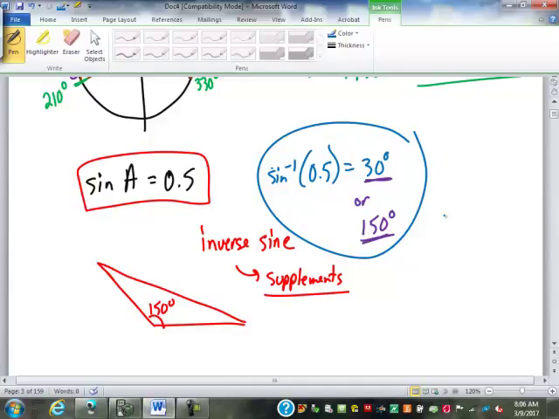This is going to be very important next week when we start looking at what are called oblique triangles. They're triangles without any right angles in them. And we're going to do law of sines and law of cosines, where we're actually solving a lot of equations where we have to find the inverse cosine or inverse sine. We have to be aware that for inverse sine, there's always two possibilities.